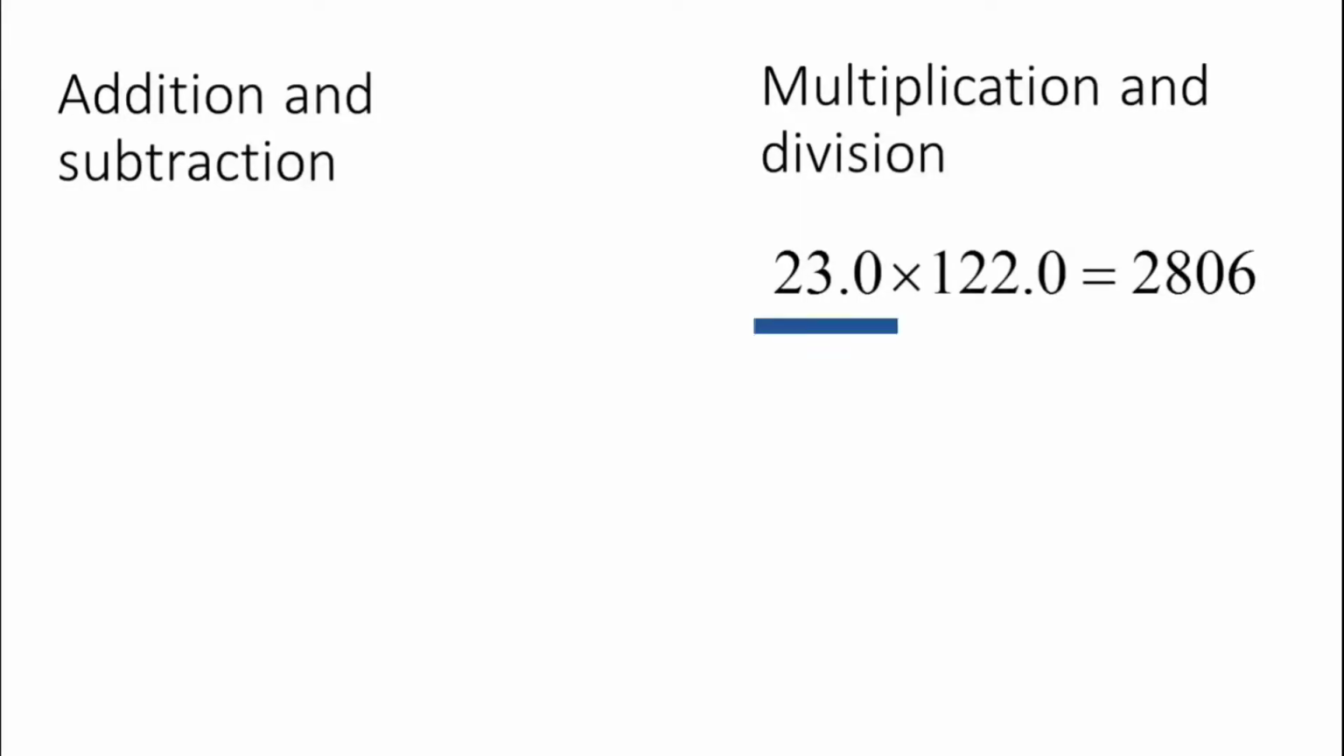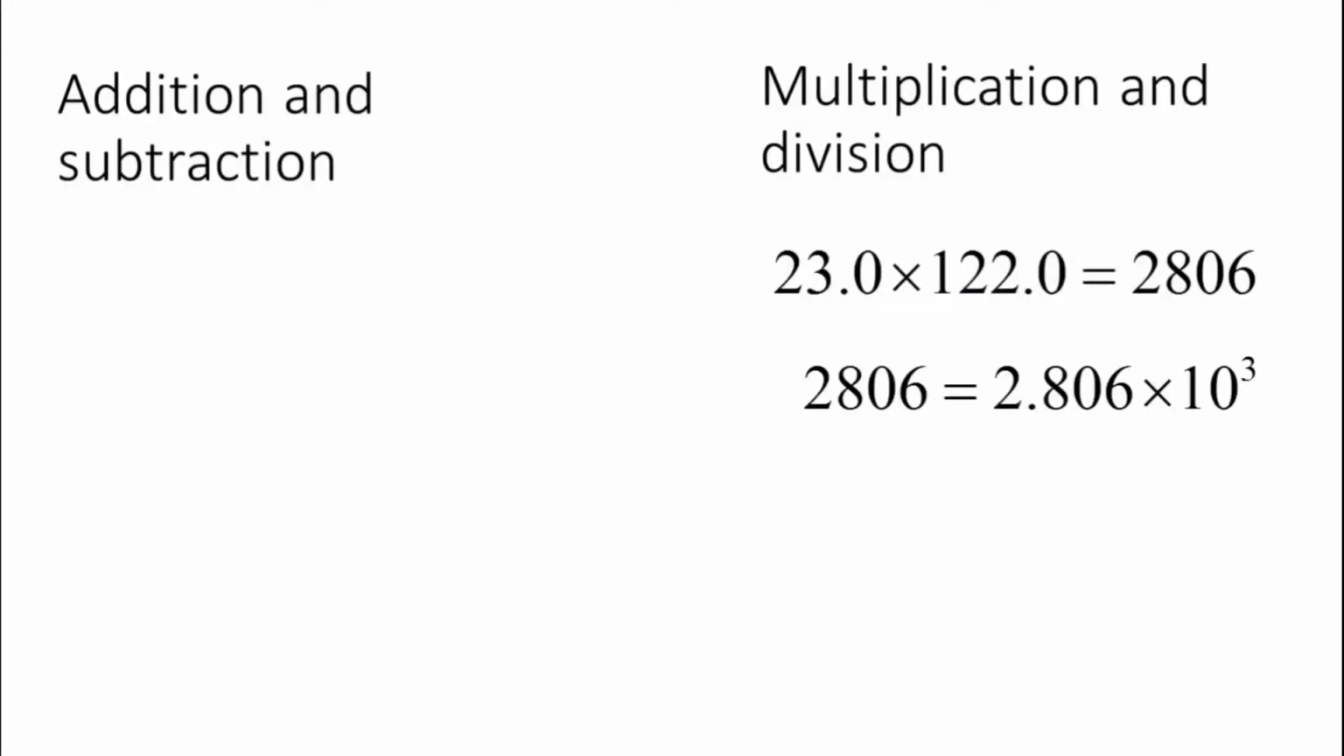So, what we are going to do is write the number in scientific notation or standard form, and then round off the value to 3 significant figures. From 2806, we write the value as 2.806 times 10 to the power of 3. And then we round off the value to 3 significant figures. We get 2.81 times 10 to the power of 3. So the product of the multiplication between 23.0 times 122.0 is 2.81 times 10 to the power of 3. This is going to be your final answer.